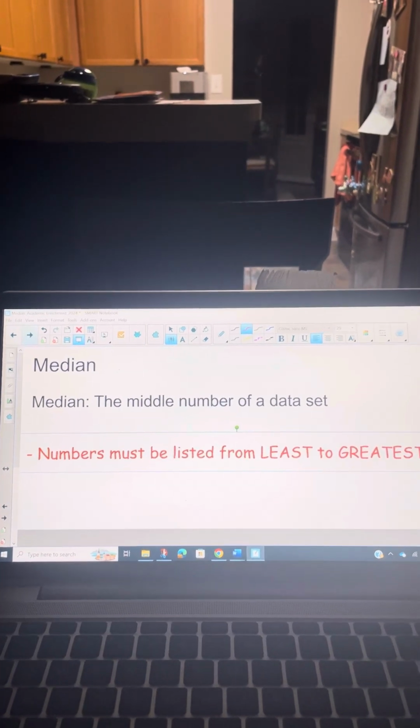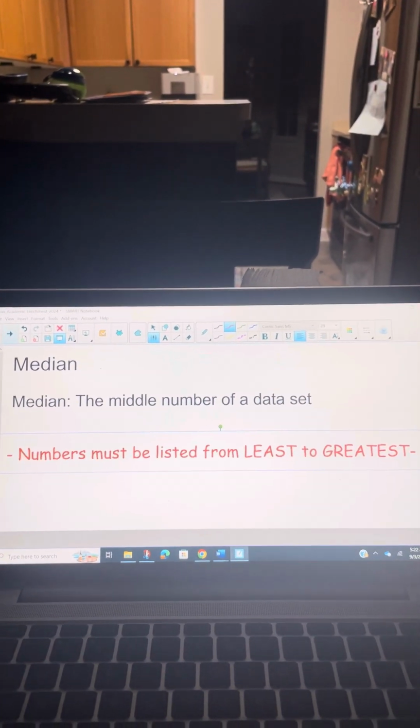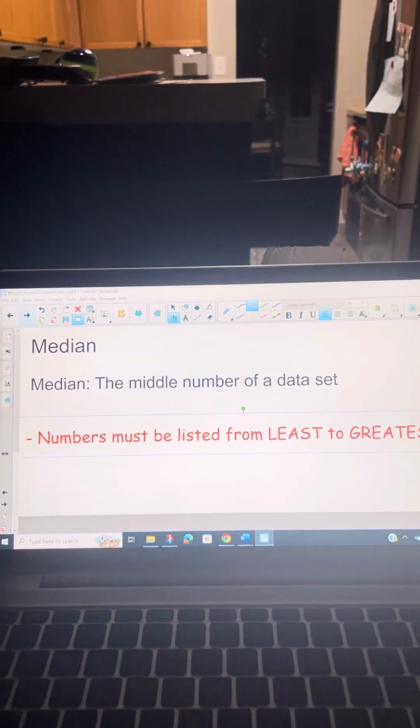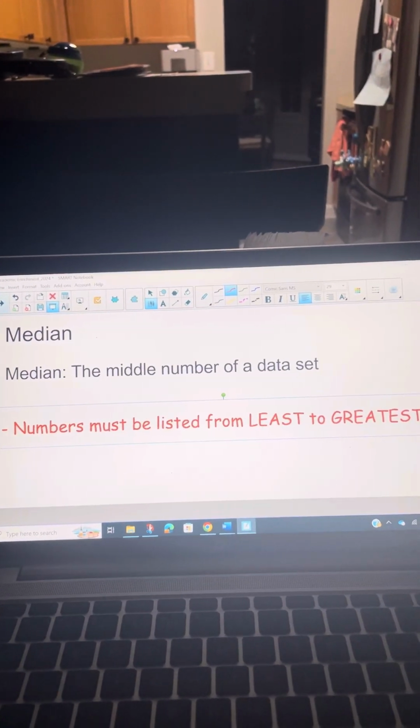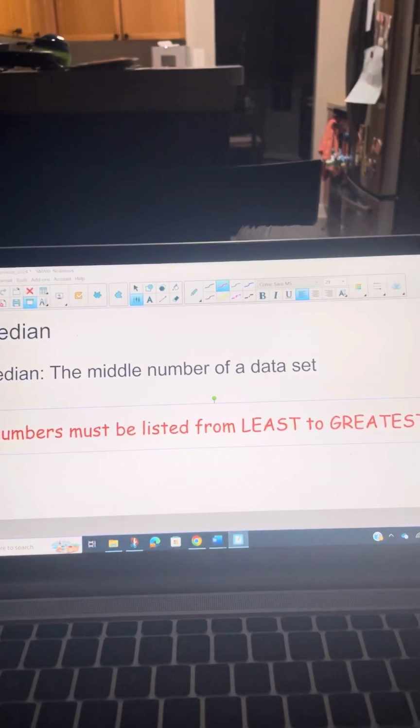Okay, the median is the middle number of a data set. For something to be the middle number, in order to determine that, the numbers have to be in order from least to greatest. This is very important.